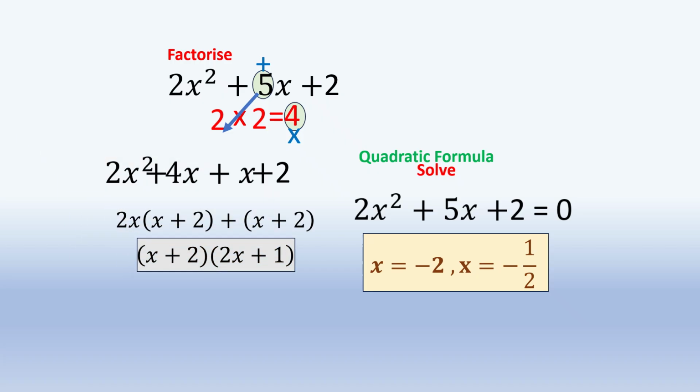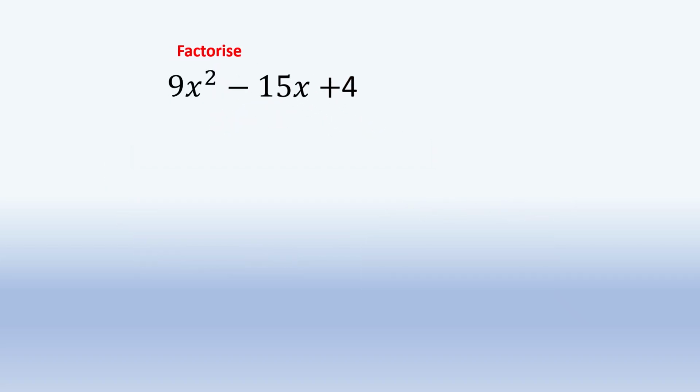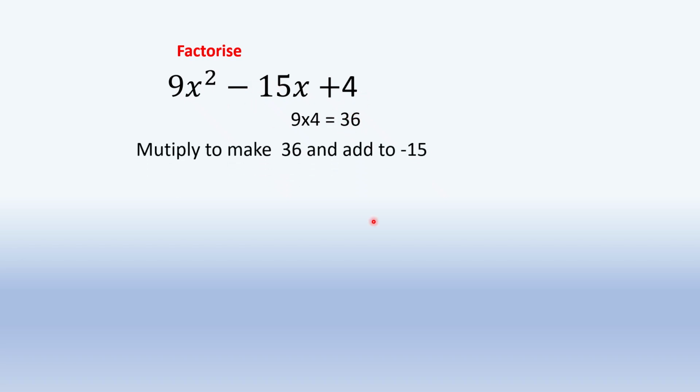Now, let's do a different question. The question is 9x squared minus 15x plus 4. They ask you to factorize. So you can use the same method we just did now. So we need two numbers multiply to 9 times 4, which is 36. We need two numbers multiply to make 36 and add to make -15. So what are these numbers?